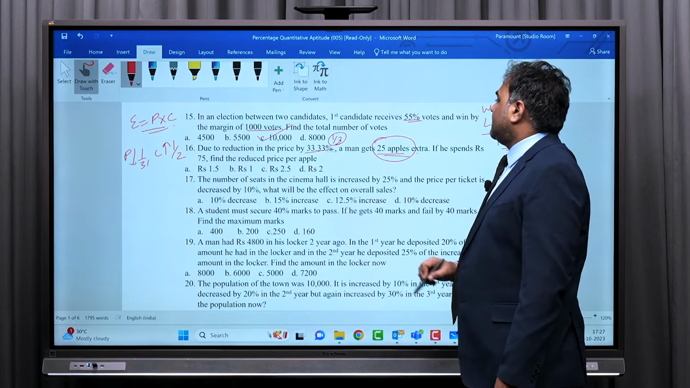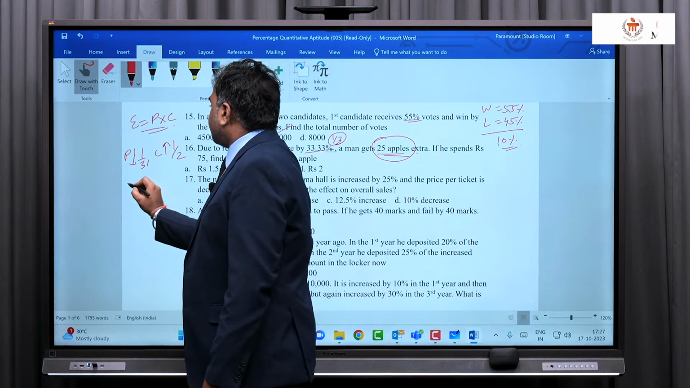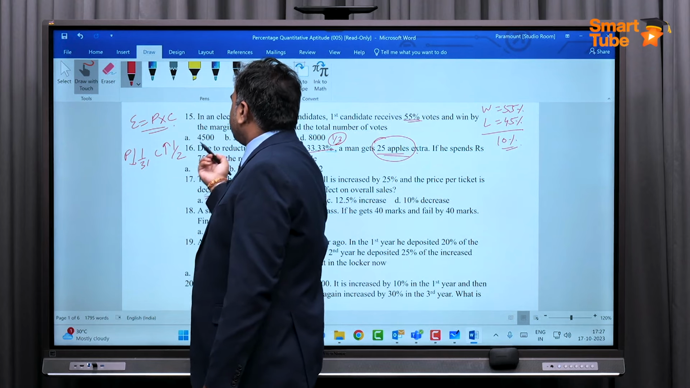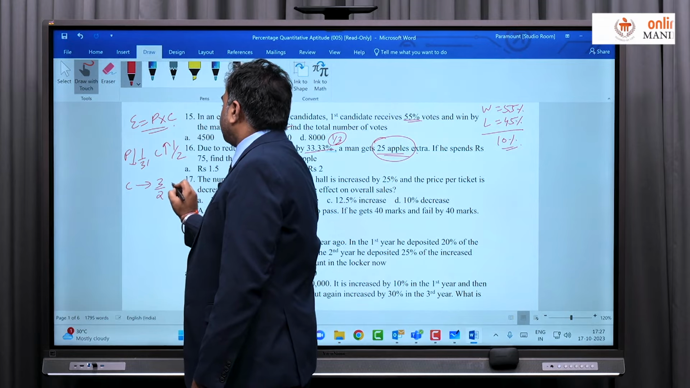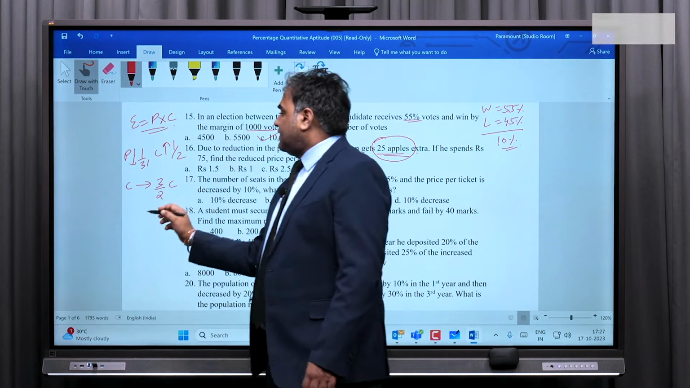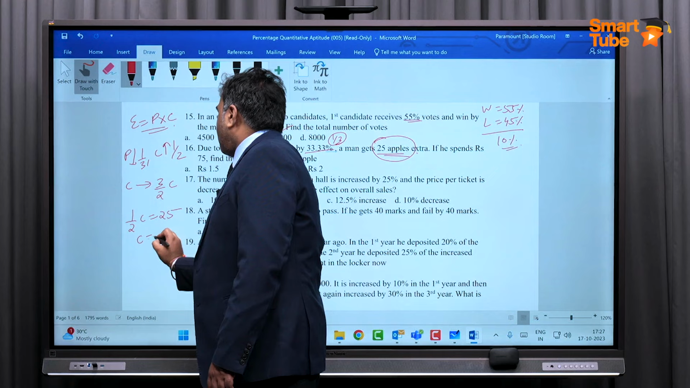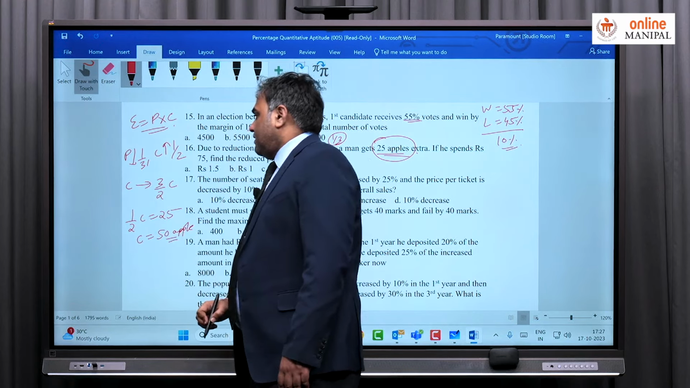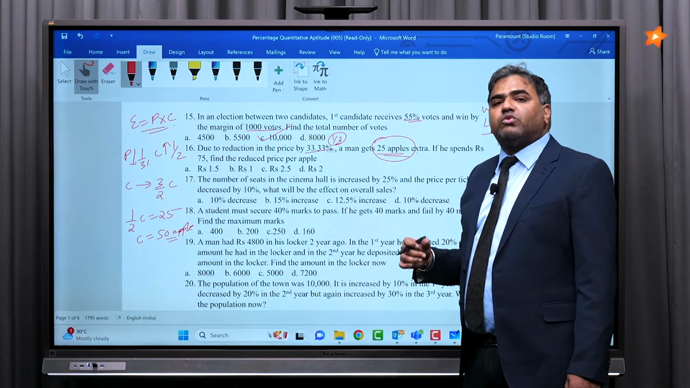How much did the consumption increase? It increased by 25 apples. So your consumption increased by 50%. If your consumption was C, and it increased by 50%, it will become 3 by 2 C. 50% more, that is 150%. So that 50% is 25 apples. So what was the original number of apples you used to buy? 50 apples. Clear everyone? Your consumption increased by 50%, and that 50% value is given to you as 25 apples.